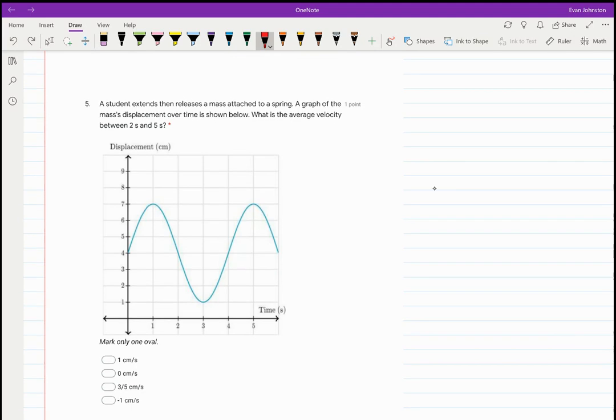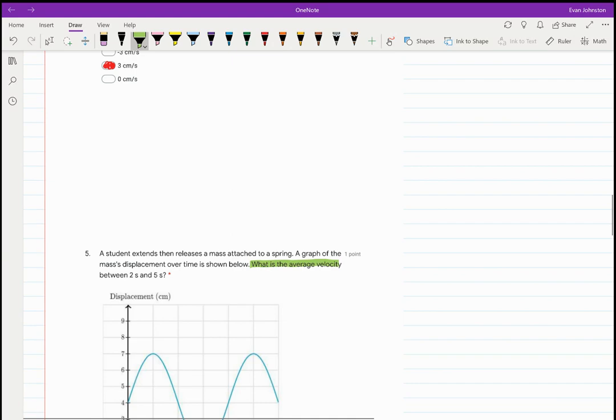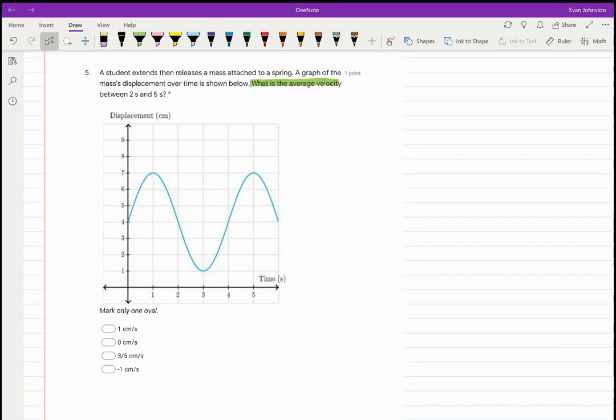So we have another mass on a spring. Oh, what do you know? And a graph of its displacement over time. What's the average velocity now? So before we wanted speed, now we want velocity, and we want it between 2 and 5 seconds.